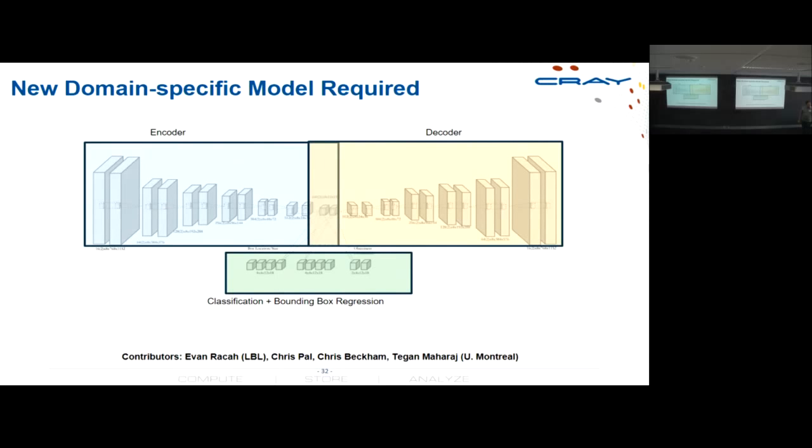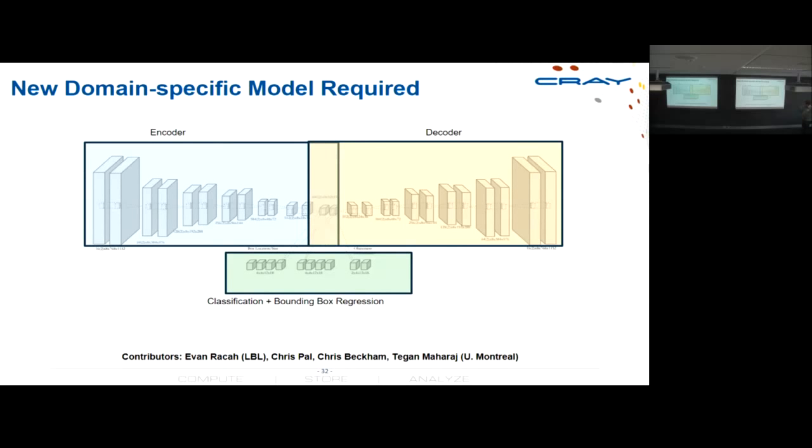And of course, then you can stick a classifier right here in the middle, and even bounding box regression to find things in the images. Because if you can do the whole encoding and decoding, then the middle must still have a lot of information about what's going on.